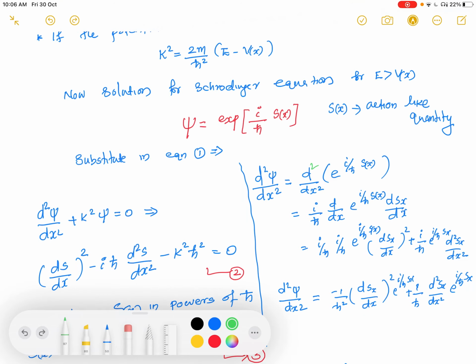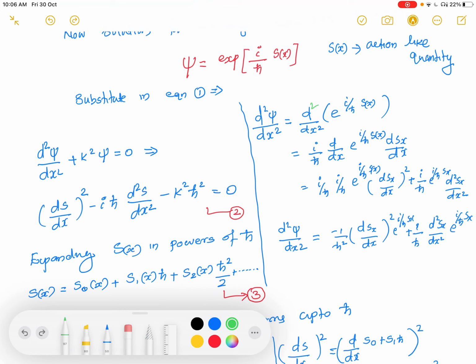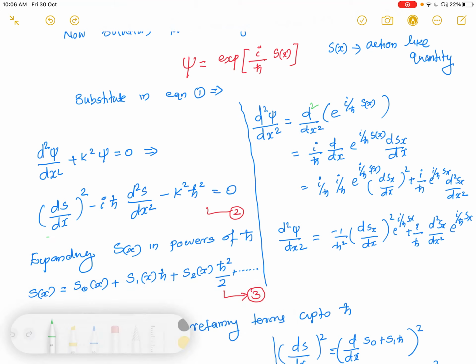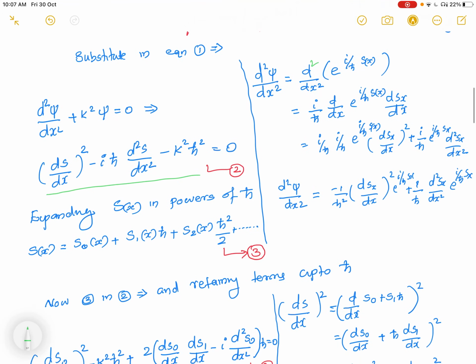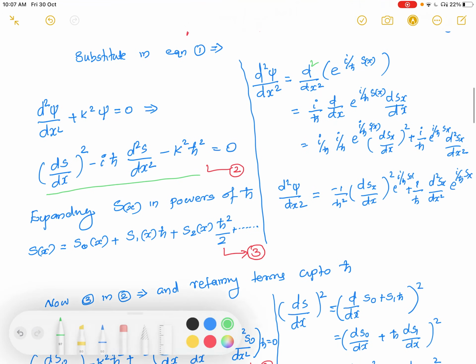Once I get this, I substitute it in place of d square psi by dx square in the equation plus k square psi, and I get an equation like this: ds by dx whole square minus i h cut d square s by dx square minus k square h cut square is equal to 0.